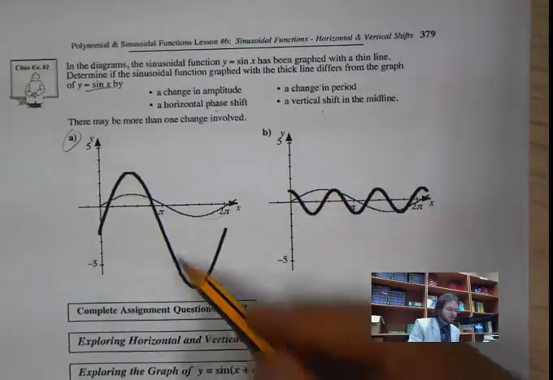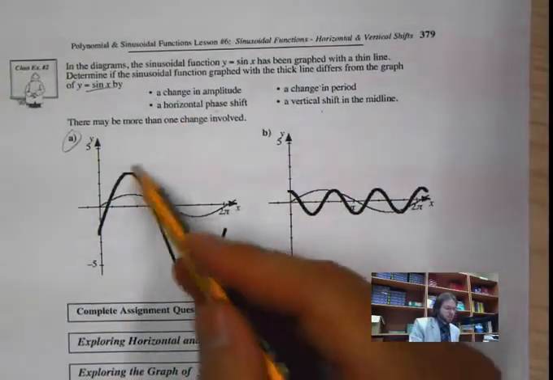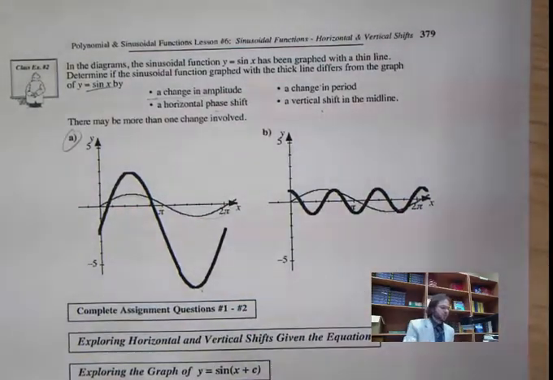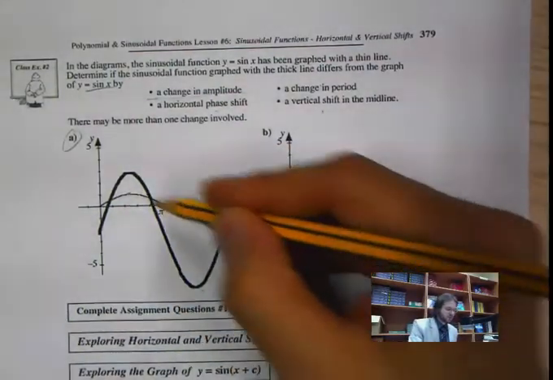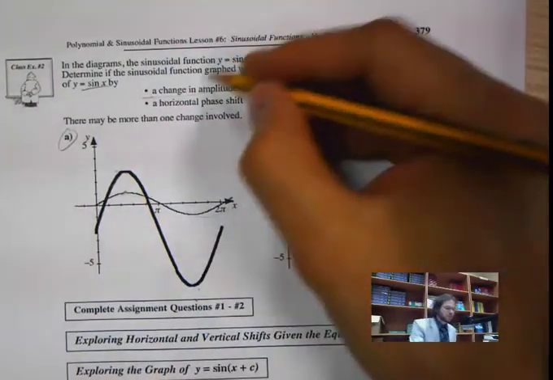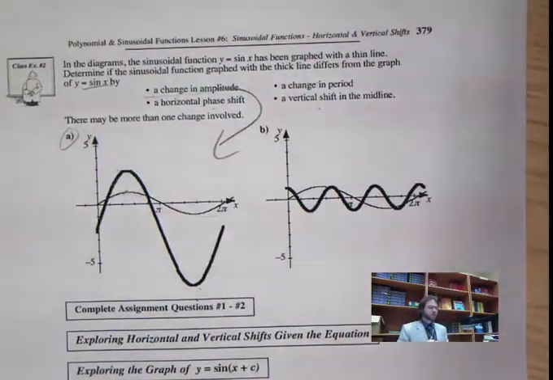So here's my black one. First of all, the big bold one. Is there a change in amplitude? Well, I look at the max to min, and this max to min, there's a great big difference. So yes, there is a change of amplitude in that one.